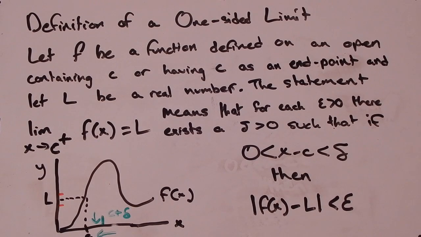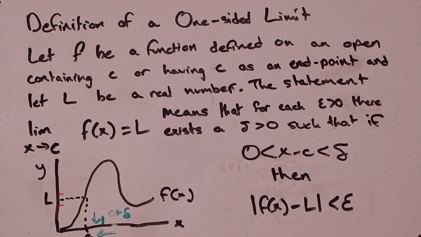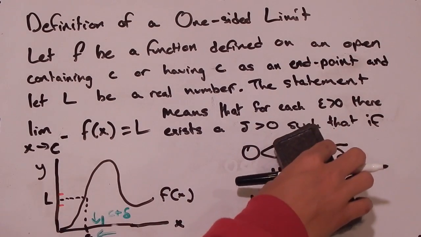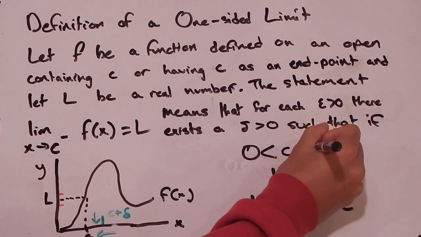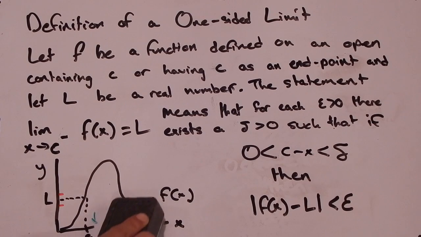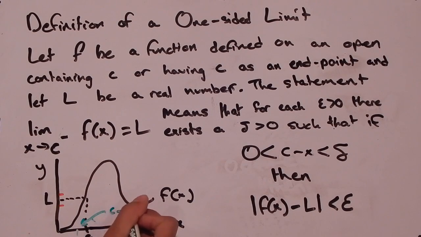How could we maybe define this from the left? It turns out that it's not that big of a difference. We're just going to change our notation here to indicate that it's from the left, and the only other thing we have to do is change this inequality to say c minus x. And what that ends up doing is it changes the direction from which the x values are coming, which is exactly what we want to do. So now instead of looking at the interval between c and c plus delta, we're actually looking at the interval between c and this, which is c minus delta.